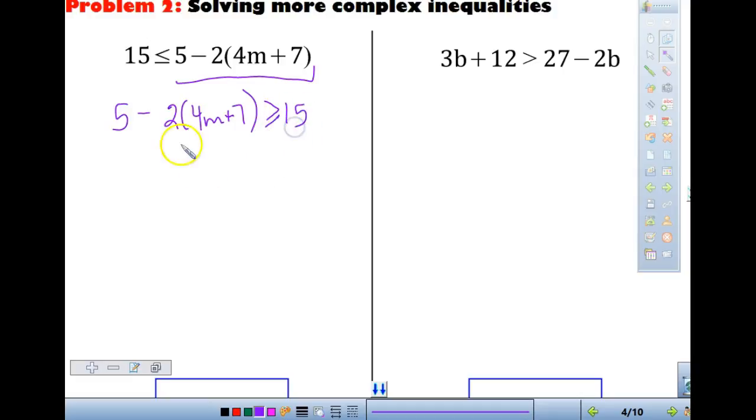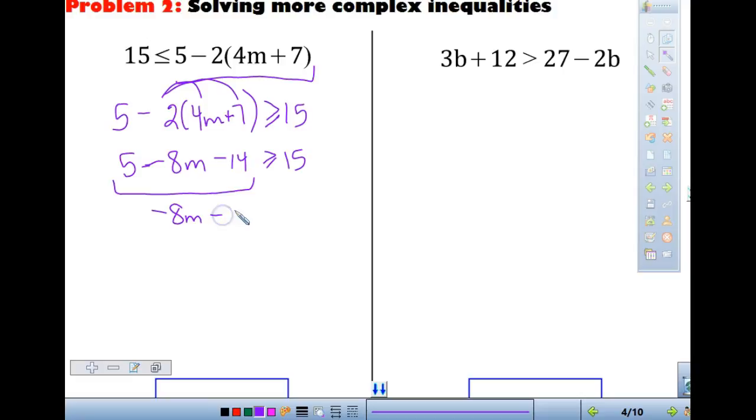Okay? We are going to be distributing. Are you ready to distribute, Keegan? Okay, 5 minus what? Minus 8m. Minus 14. Greater or equal to 15. Okay? Let's add our like terms on this side first. Negative 8m and negative 9. Greater or equal to 15.